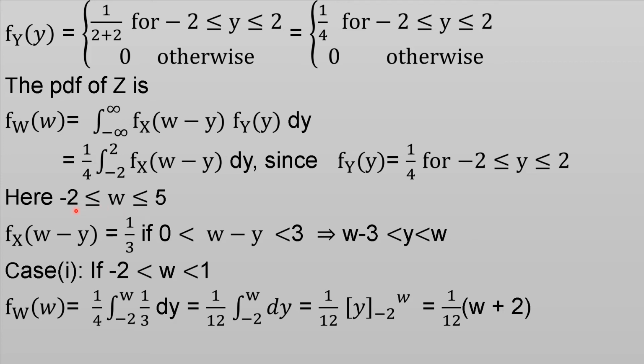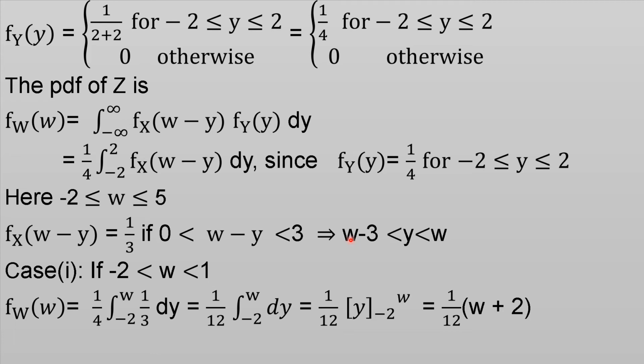So what we'll do is, the first subinterval we'll take as -2 to 1. Then I will take 1 to 2, an interval of length 1. Then 2, add 3, it becomes 5. 2 to 5. So as the first case we'll take -2 to 1, as the second case 1 to 2, as the third case 2 to 5. So first case, if w is greater than -2 and less than 1.